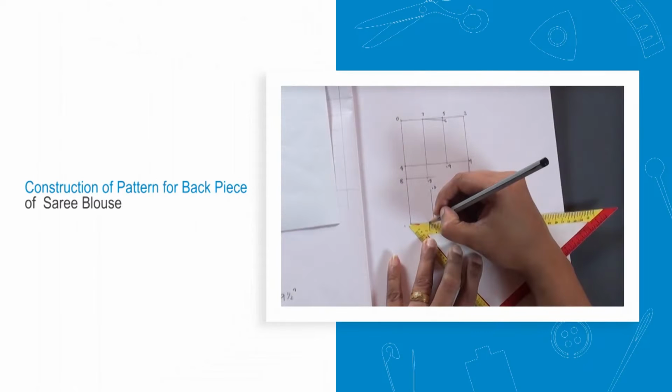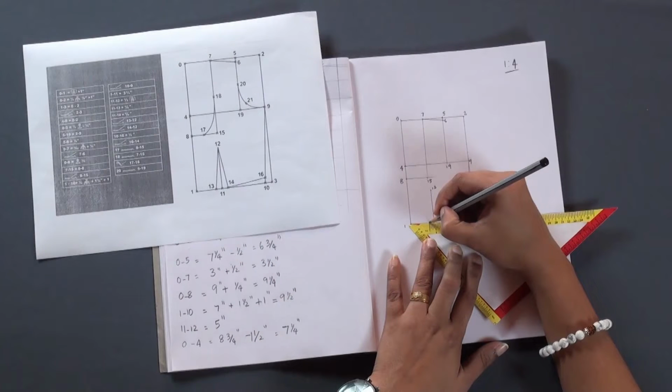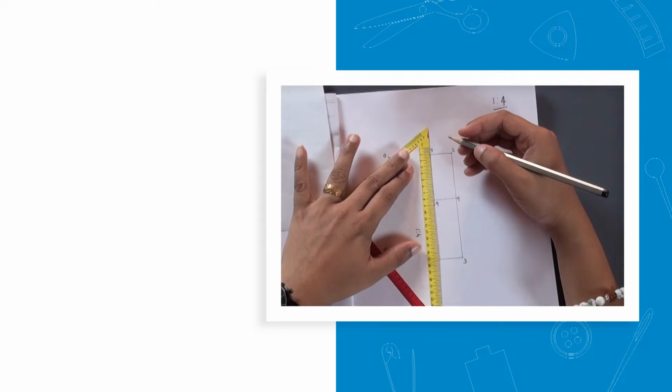Construction of pattern for back piece of saree blouse. In the previous session, we identified the standard measurements required for making a saree blouse. In this session, we will see how to construct the pattern for the back piece using a triangular scale based on drafting instructions. At the end of the session, you will be able to construct pattern for back piece of saree blouse using a triangular scale.